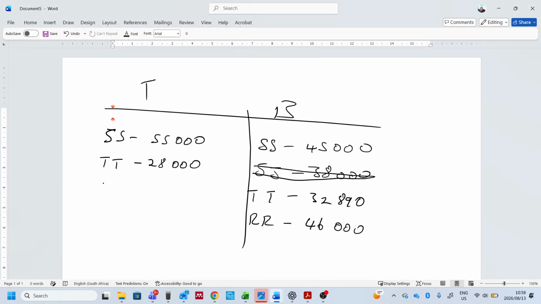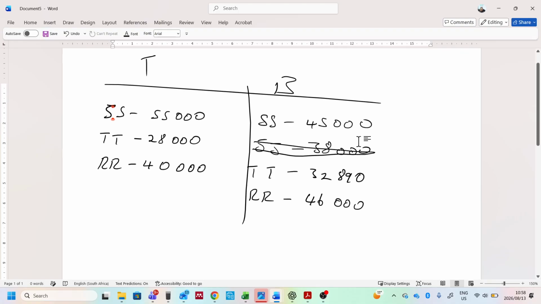We also received money from Romeo Ronald. How much? 40,000, right? Did we receive any other money from another client besides Romeo Ronald? Did we receive any other money in our trust account? This was it, right? So now we need to transfer money from trust bank to business bank that is due to us.